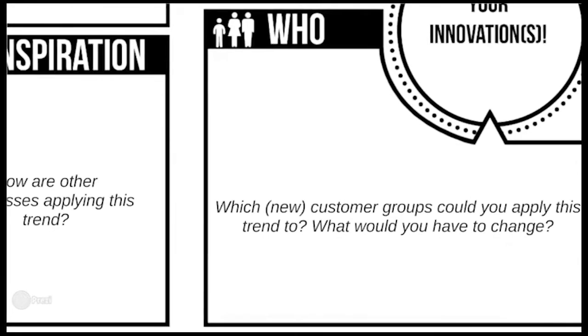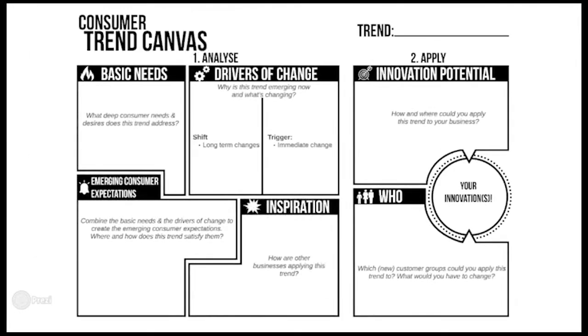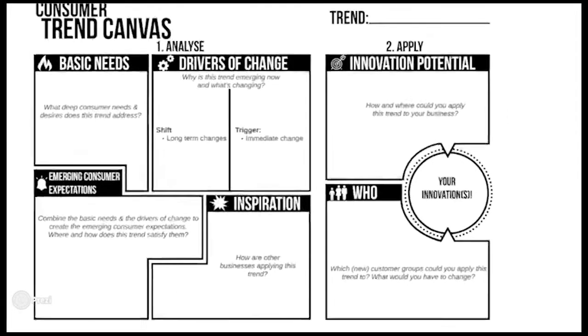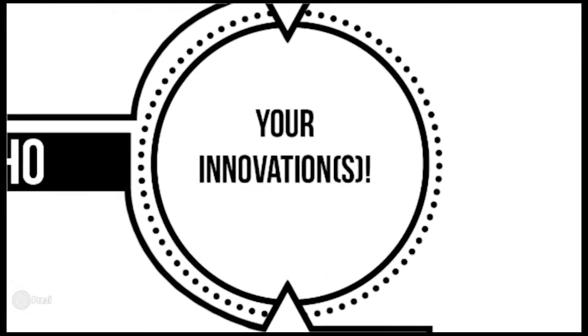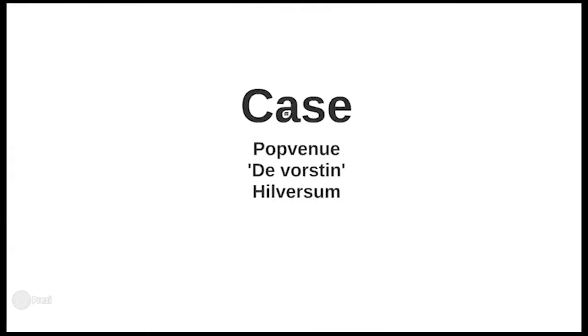Which new consumer groups could you apply this trend to? What would you have to change? When you apply the trend, try to think beyond those who are currently living the trend. Think about what changes you would have to make to make this trend relevant for other new demographics. It is a great way to come up with new innovations. After filling in all 6 parts of the Trend Canvas, you'll finally be able to delineate and harvest what is called your innovations.